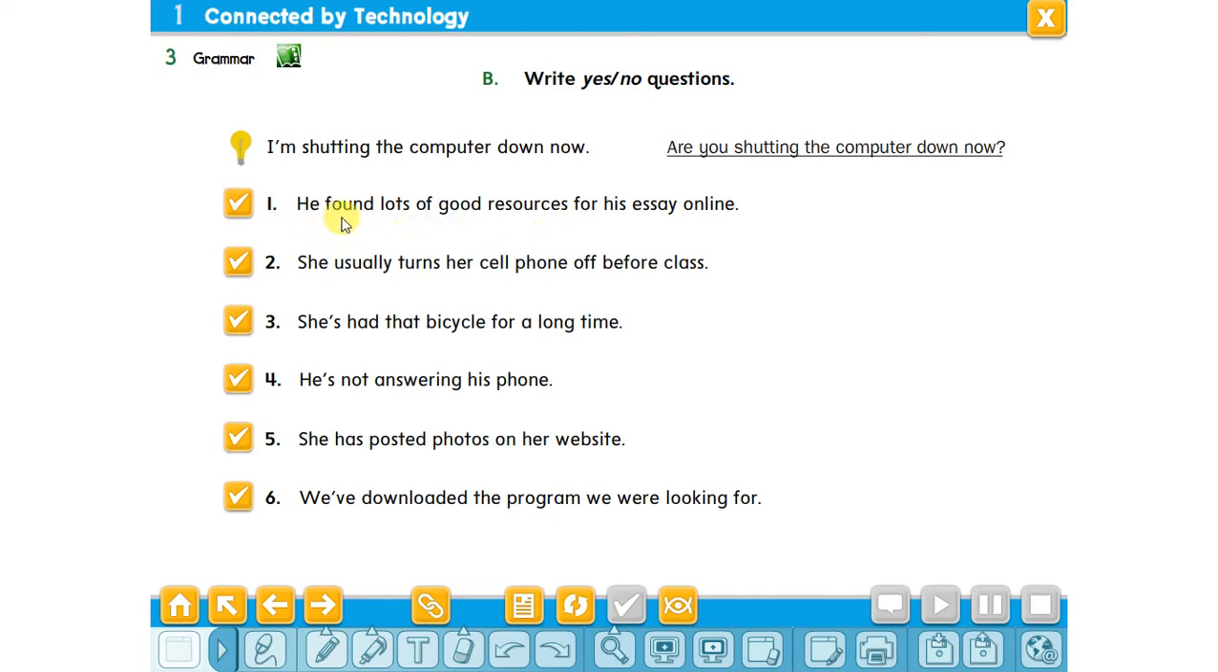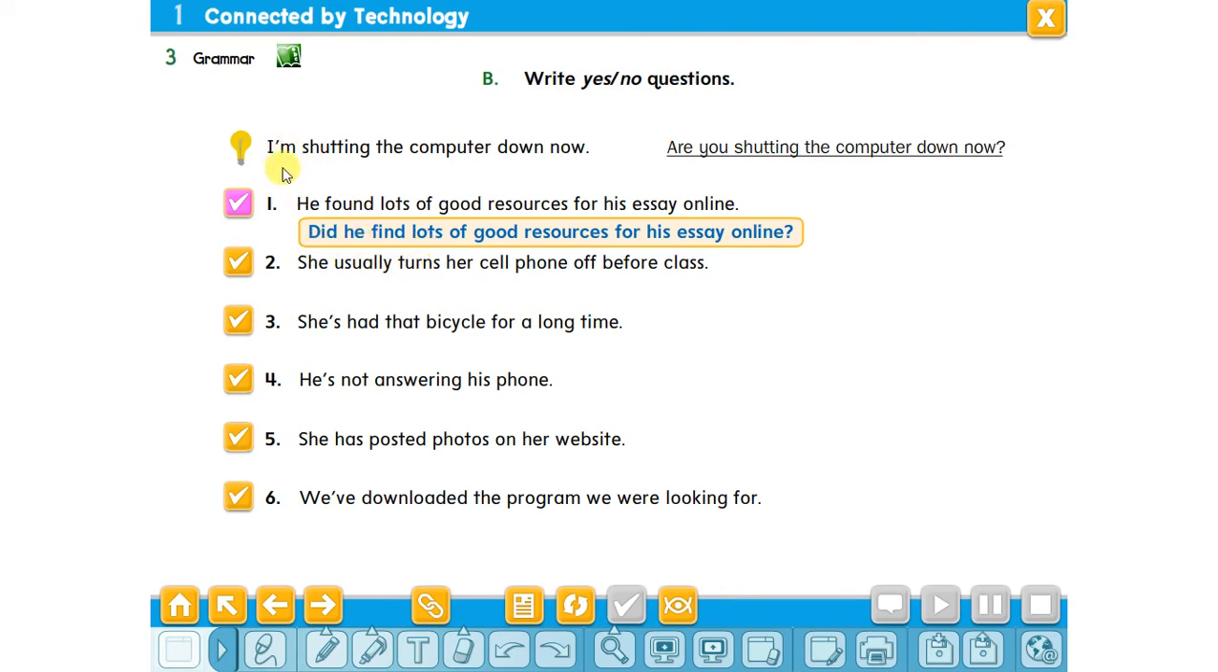He found, this is verb 2, so when you make the question, you are going to use what? Did. So it will be, did he find? Remember, when you use did, you are going to use verb 1. When you use does, you are going to use verb 1. When you use do, you are going to use verb 1.